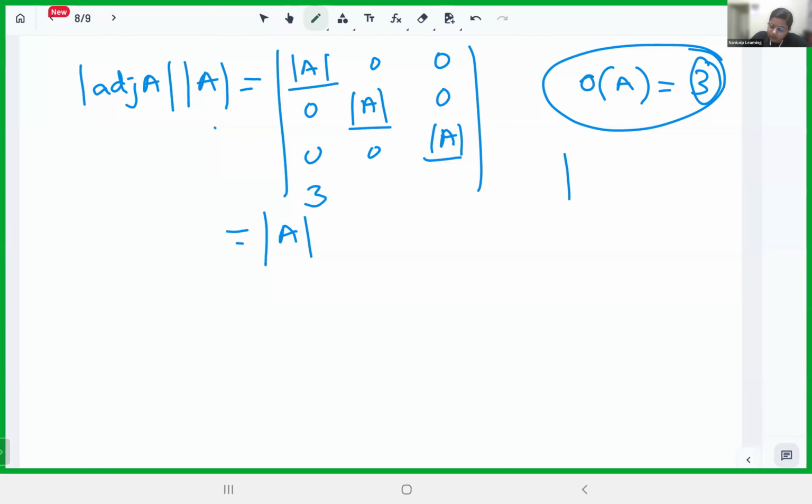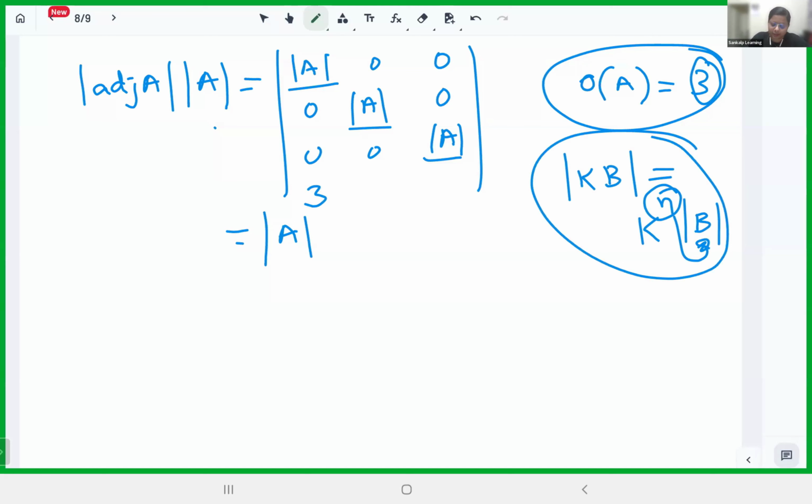That is, if determinant of k into B is given, then you can write this as k raised n into determinant of B. And what is this n? n is nothing but the order of the matrix B. That's how you rewrite this. So this will become determinant A cube into what will be remaining there: 1 0 0, 0 1 0 and 0 0 1, right?